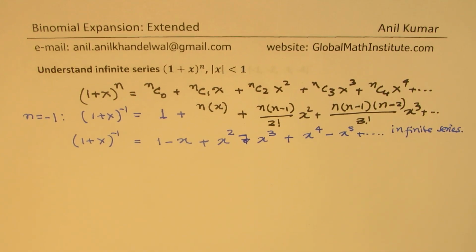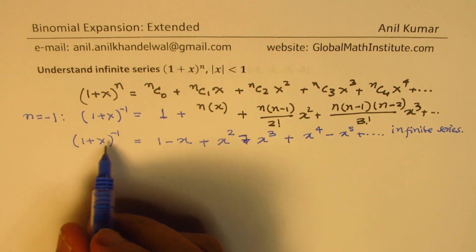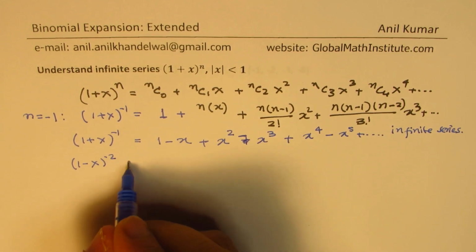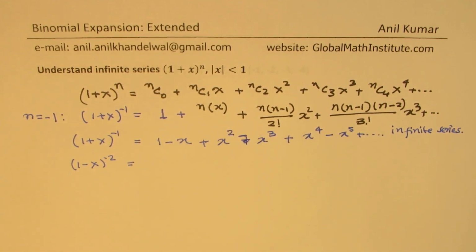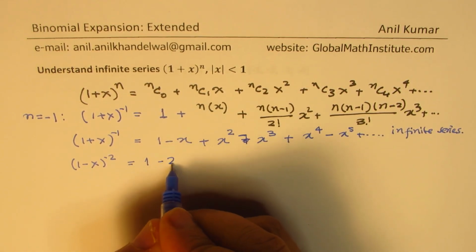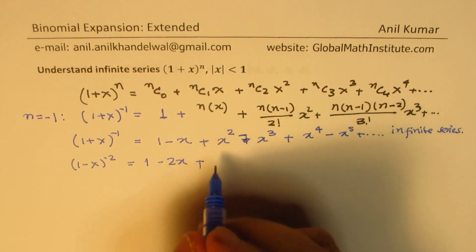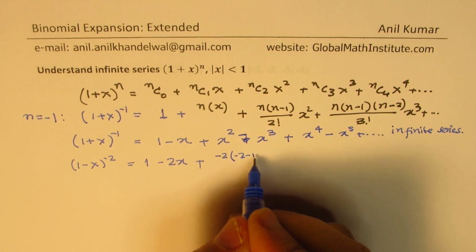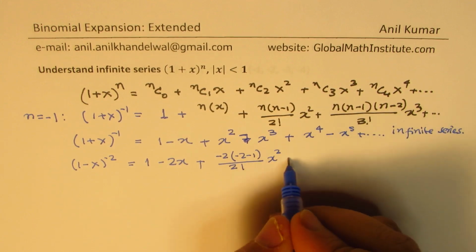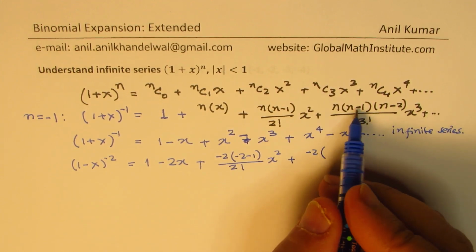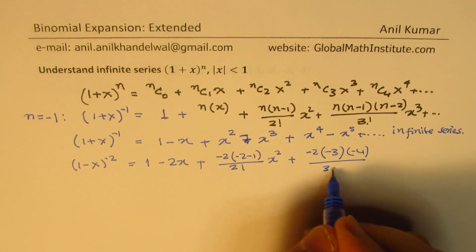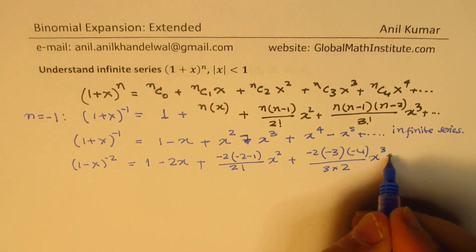Right? Now, likewise, if I substitute minus 2 for n, in that case also, the series will be 1 minus 2x, and let's expand this. So we get minus 2 times (minus 2 minus 1), which is minus 3, over 2 factorial times x squared. And here we get minus 2 times minus 3 times minus 4 over 3 factorial, which is 3 times 2, x cubed, right, plus so on.